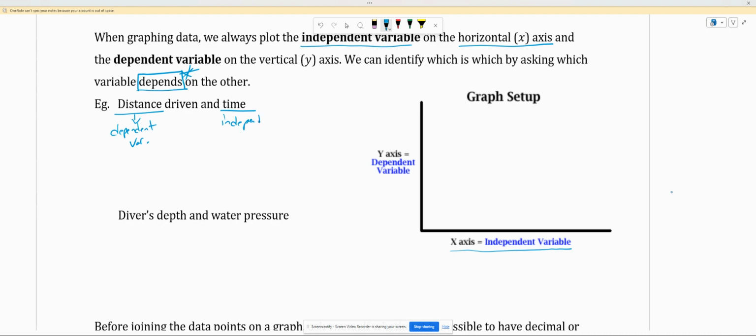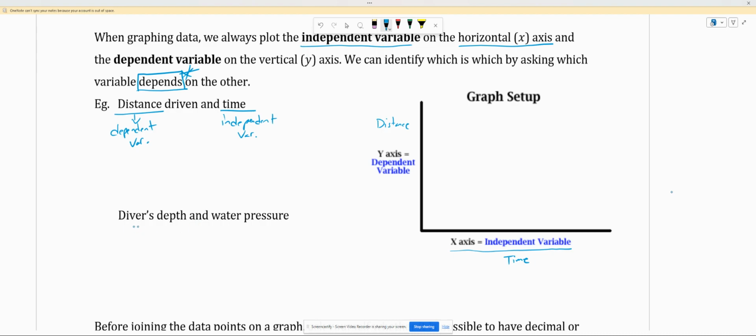Independent variable. Sorry, got a little frog in my throat there. Now, again, distance driven depends on the amount of time. So we call that the dependent, and the other variable would be considered the independent. So in that case, time would go down here. Time 99.9% of the time goes on the x-axis with any real world situation. And over here would be distance.